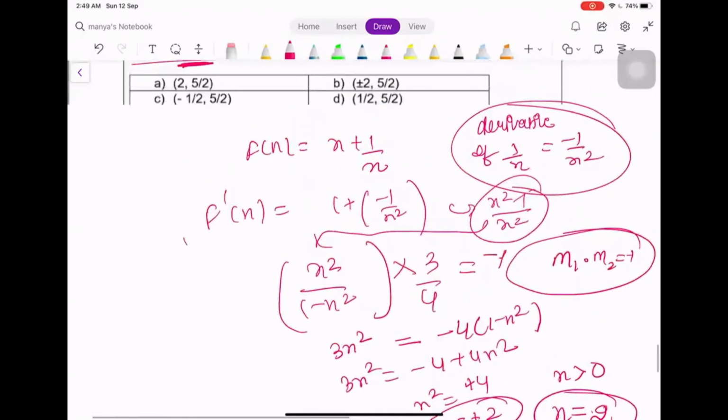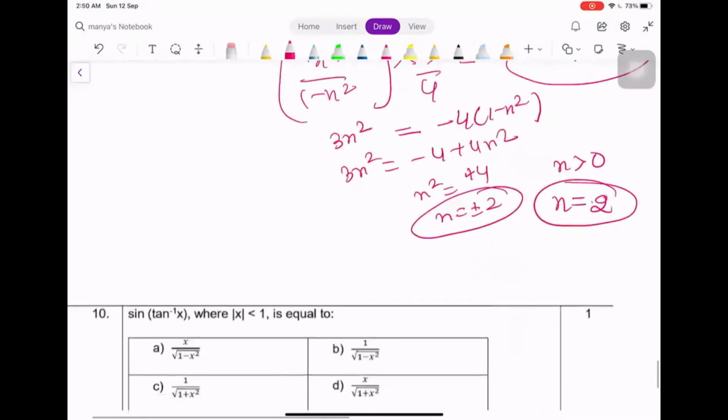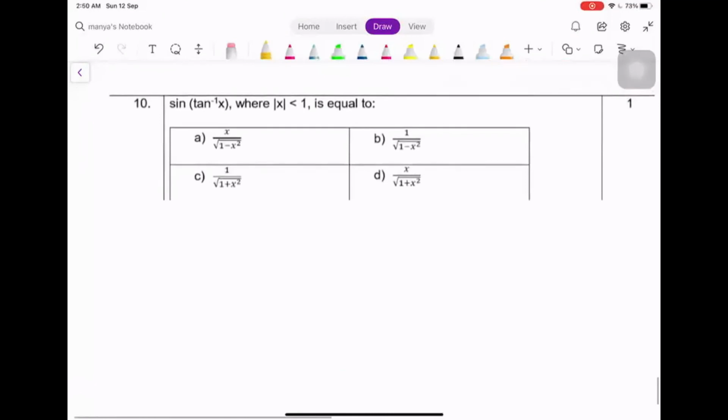Okay. When you would put x equal to 2 here, you would get 2 plus 1 upon 2, which is equal to 5 by 2. So option A would be the correct answer, 2 comma 5 by 2. That was a bit direct question. Let's move to the 10th question.